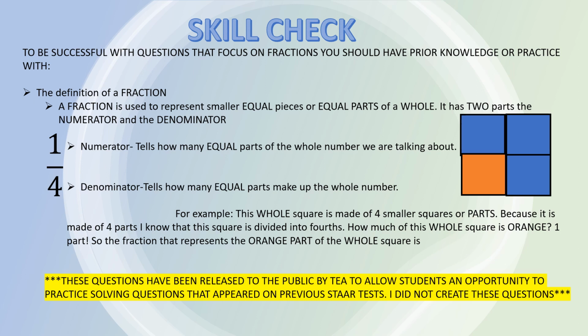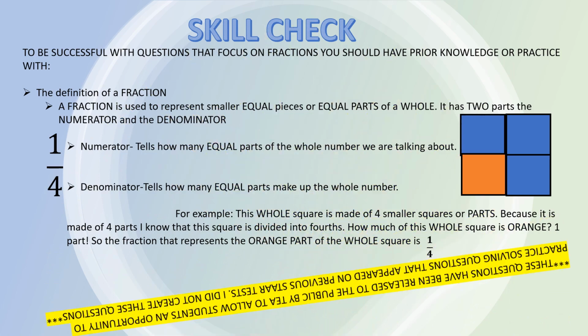And here it is explained. This whole square is made of 4 smaller squares or parts. Because it is made of 4 parts, I know that this square is divided into fourths. How much of this whole square is orange? 1 part. So the fraction that represents the orange part of the whole square is 1/4. All right, now that we've completed that quick skill check and information session, let's go ahead and get started.